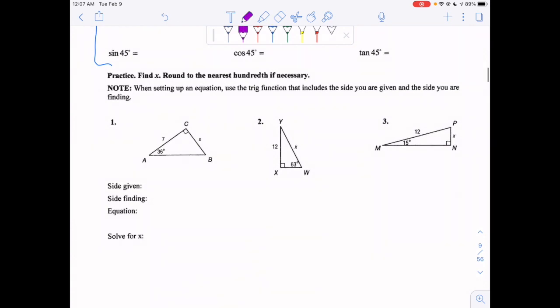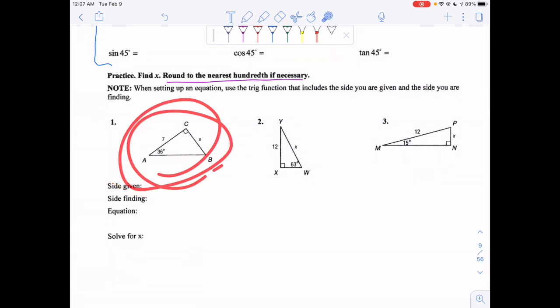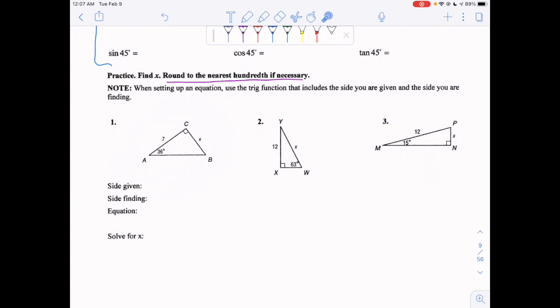So let's read this here. Practice. Find x, round to the nearest hundredths if necessary. So let's look at number 1. Okay, look at the setup here. What sides were we given? And again, it's just depending on what angle you want to use. So let's just say I want to use that angle there.